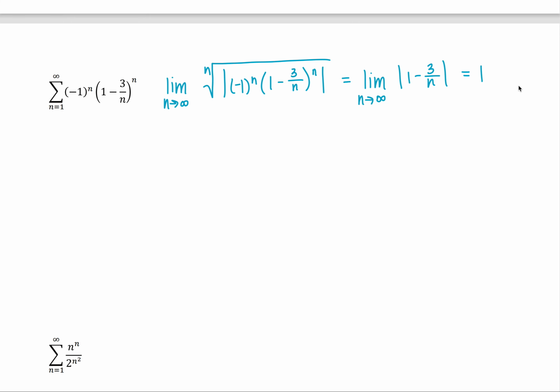Now, when that rho value is 1, the test is inconclusive. So we've done the root test. However, it's inconclusive, so we need to look at something else. So what I'm going to look at is the nth term test. So I'm going to look at the absolute value of the nth term here, and I'm going to look at the limit of that nth term as n goes to infinity.